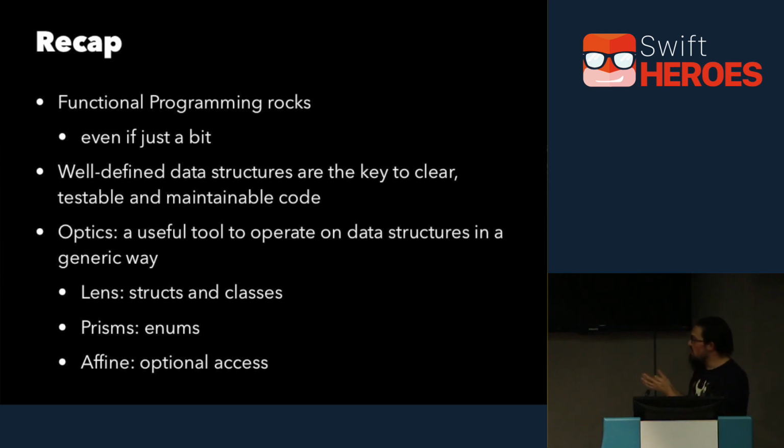But optics are just a useful tool to operate on these data structures in a generic way. So for structs and classes, there is the lens. Prisms are for enums. And finally, affine for any kind of optional access.